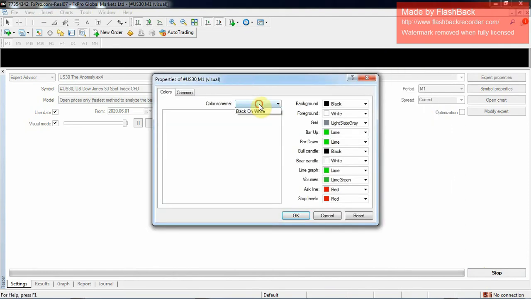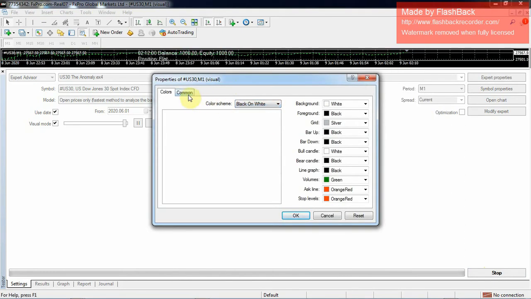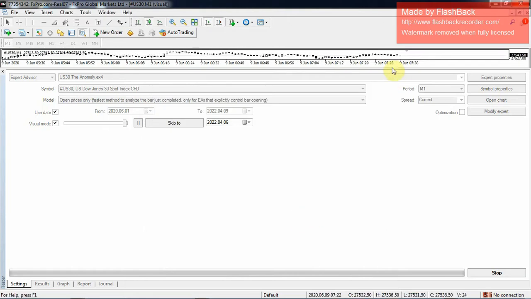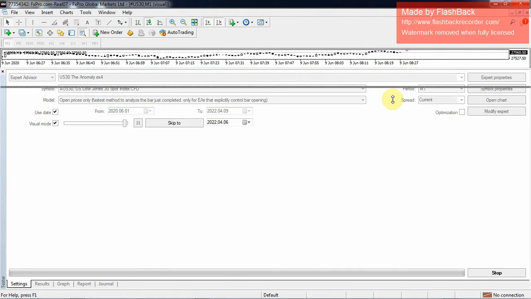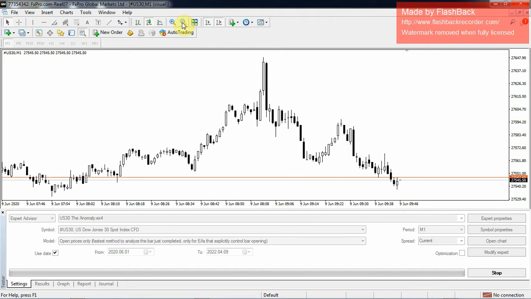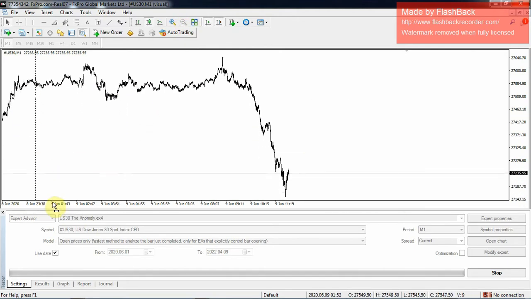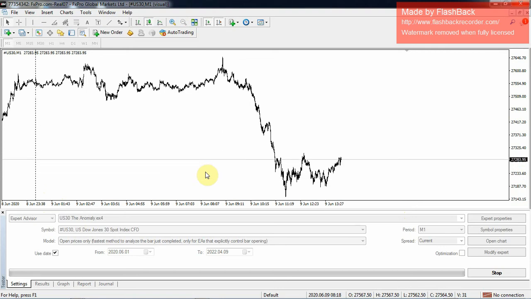Let's change the properties for the charts. Black and white, it's more clear. Candlesticks, let's use candlesticks. Show period separators. Remove the grid. So these are just parameters for the backtest, and the backtest has started, 8th June, 9th June.